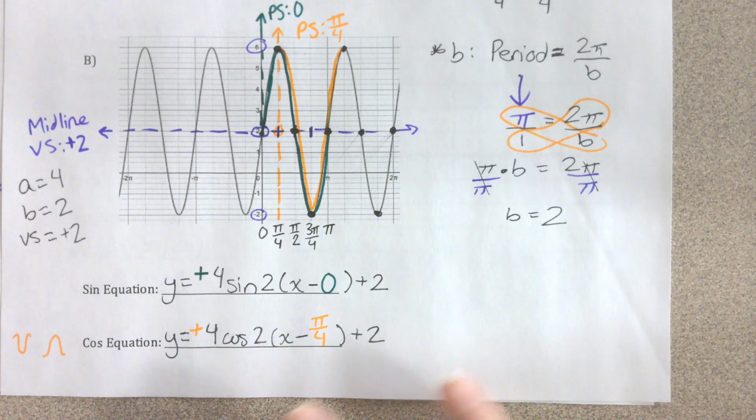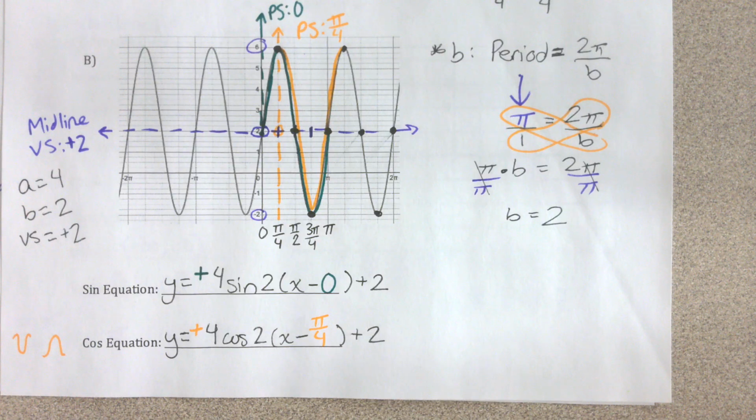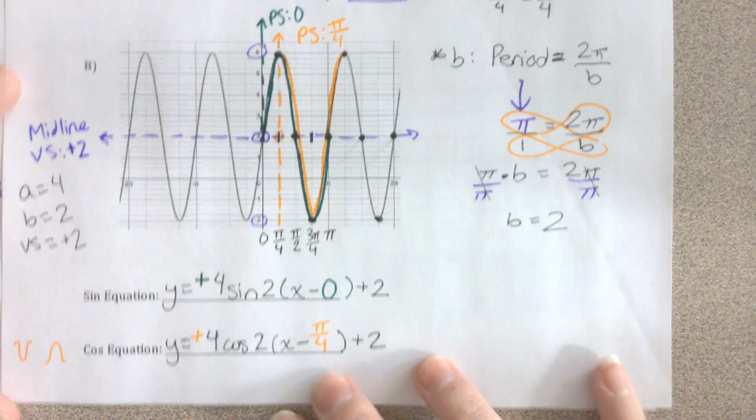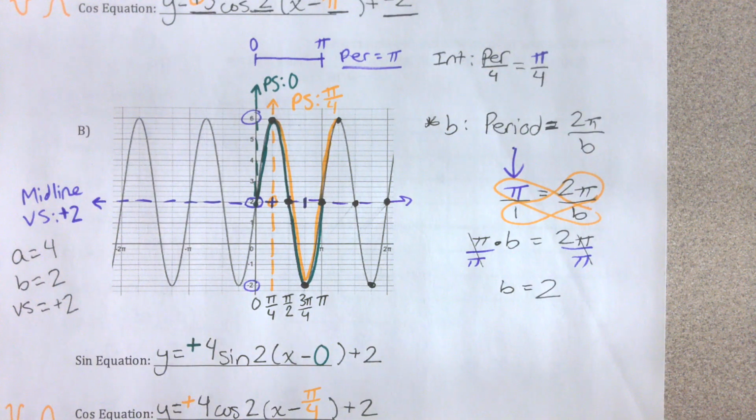So on those problems, these graphs where not every interval is labeled, that's going to create a little more work for yourself. Remember, you know how to find the interval. It's just the period over 4. You just have to remember that. We do that all the time when we graph.